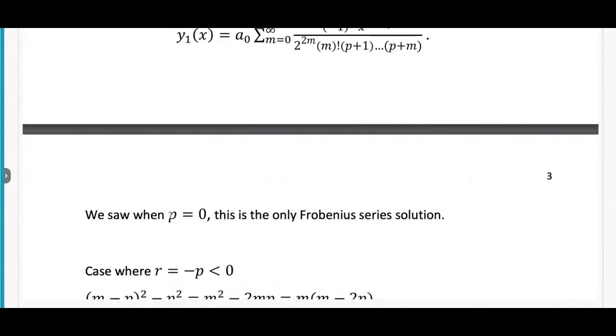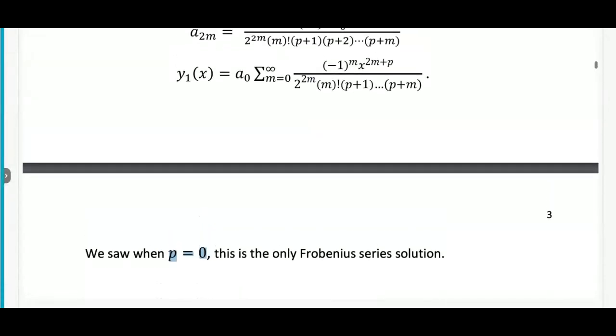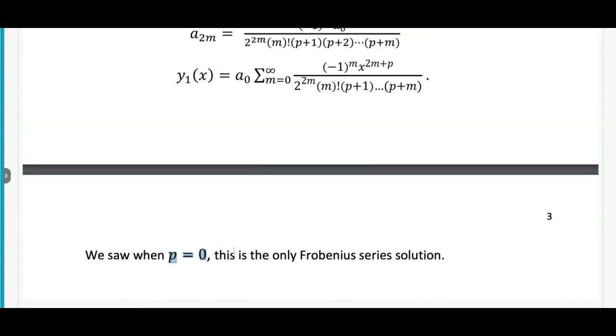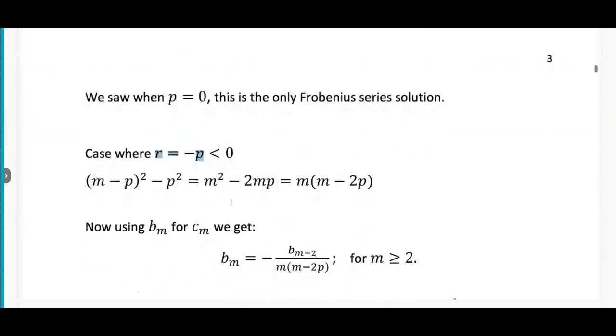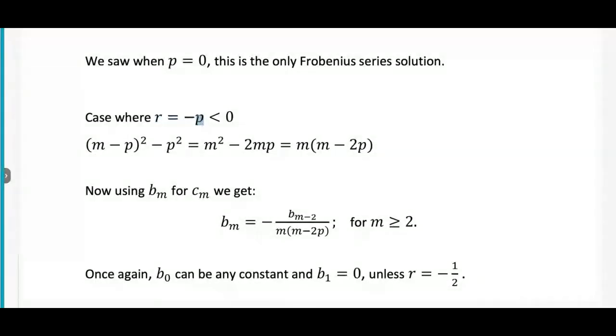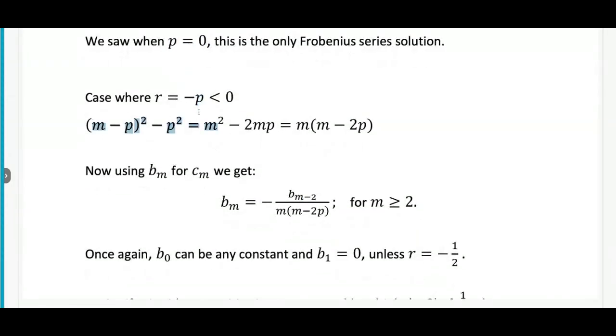So let's see, this is saying p, if p can be 0, right? Because p is non-negative, that means p can be 0. So if p is 0, that's only one Frobenius series solution, because plus minus 0 are both 0. So second case, when r equals negative p, remember we restrict p to be non-negative, so negative p is less than or equal to 0, but we have dealt with the 0 case, so negative p is a negative number. So plug back in, and this simplifies to be this.